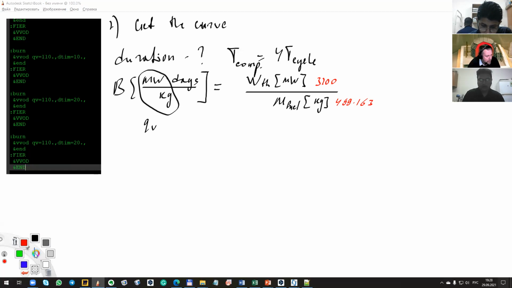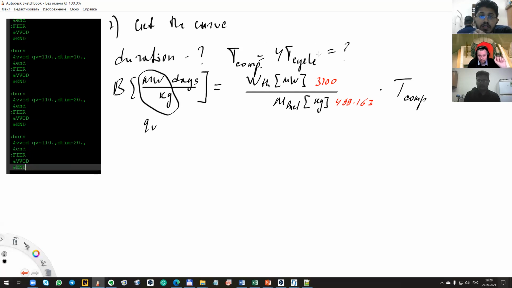This one, 81 tons. And multiply it by T campaign, and that you will get the burn up. This is actually the burn up of the fuel. You need to calculate this one. That's your target. It's your primary target for next Monday.